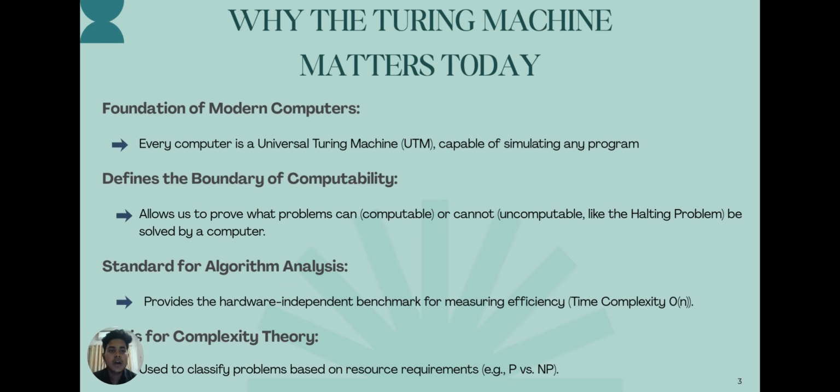For the next slide, why the Turing machine matters today. Because it is the foundation of modern computers. Every computer is a universal Turing machine, and it defines the boundary of computability. It allows us to prove what problems can or cannot be solved by a computer. It is standard for algorithm analysis, provides a hardware-independent benchmark for measuring efficiency, and it is the basis for complexity theory, used to classify problems based on resource requirements.